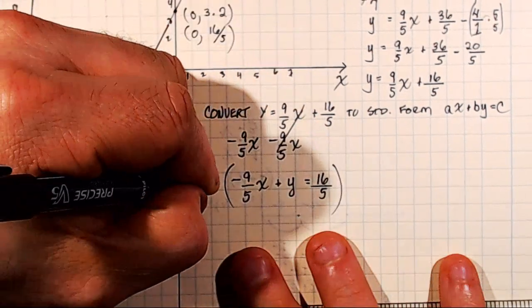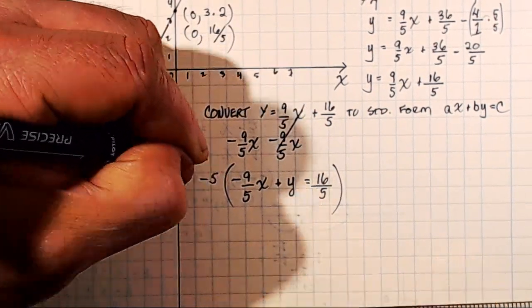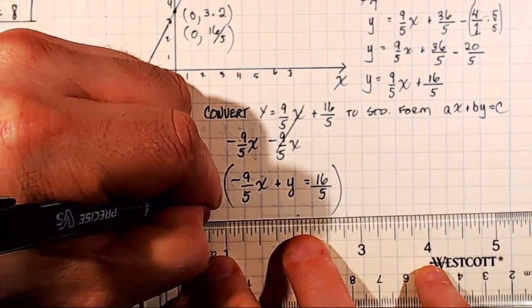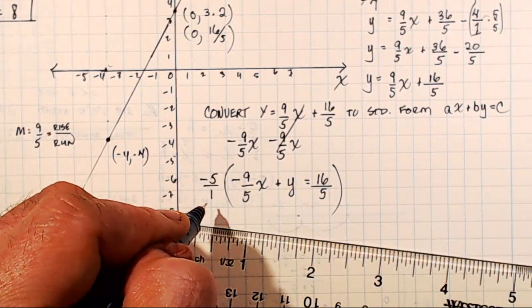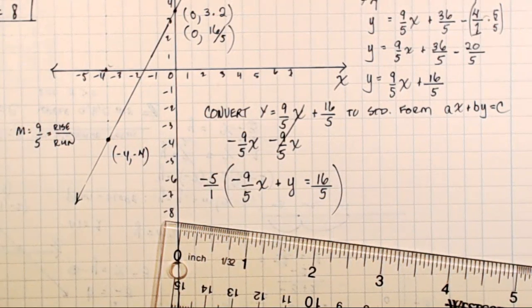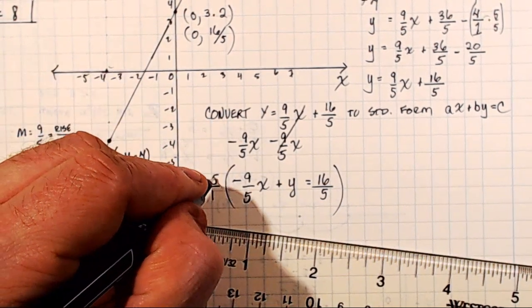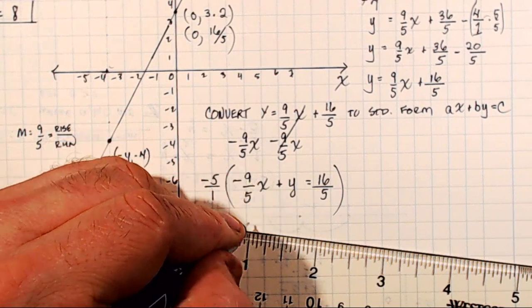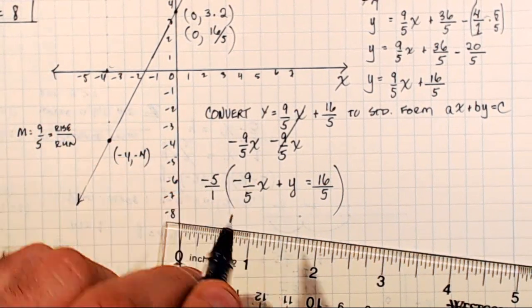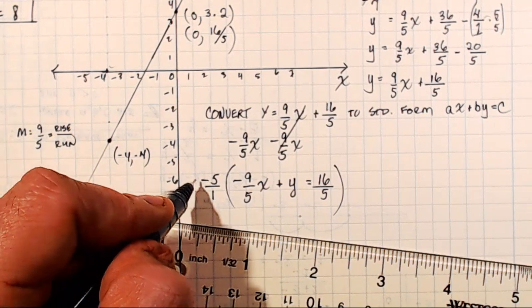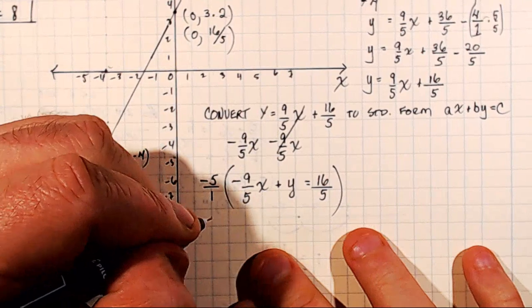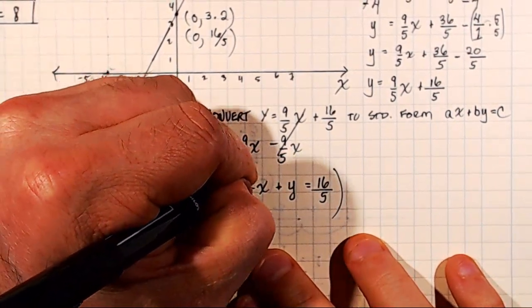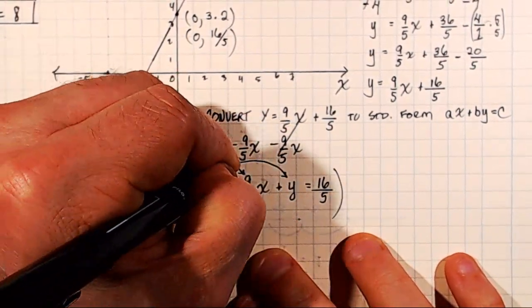If you think about it for a minute, if I multiply by negative 5 over 1, when I multiply that negative 5 over 1 times negative 9 over 5, I'll end up with positive 45. Well, let me put it this way. If I multiply negative 5 over 1 times negative 9 over 5, these 5's will cancel, and negative times a negative is positive, so I'll have 9x. Maybe I should show the whole thing. So I'm going to show each distribution so you can see it happen.